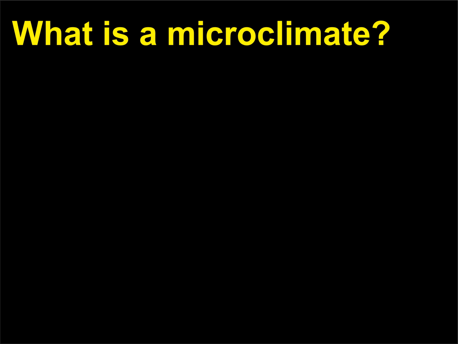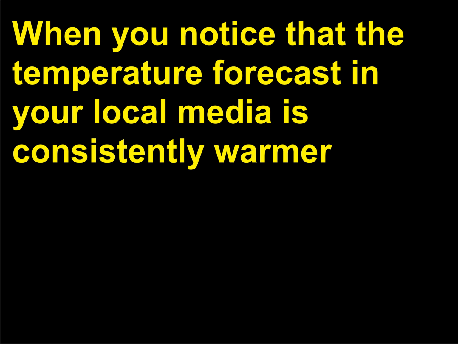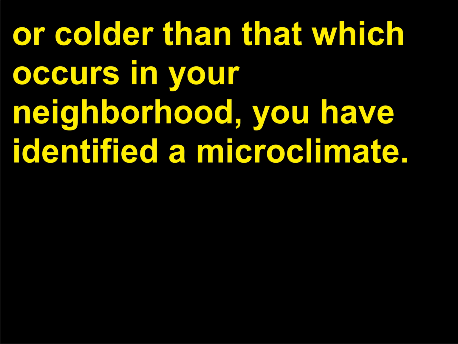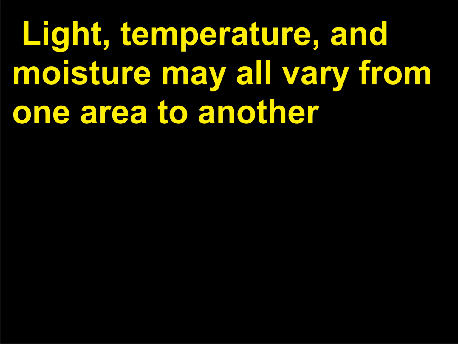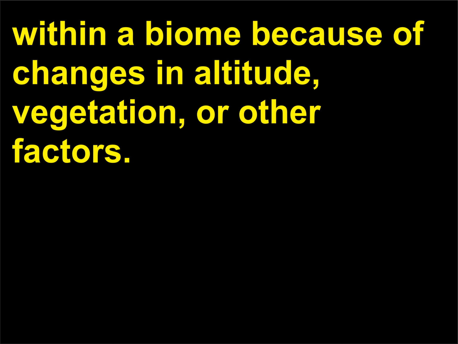What is a microclimate? When you notice that the temperature forecast in your local media is consistently warmer or colder than that which occurs in your neighborhood, you have identified a microclimate. Light, temperature, and moisture may all vary from one area to another within a biome because of changes in altitude, vegetation, or other factors.